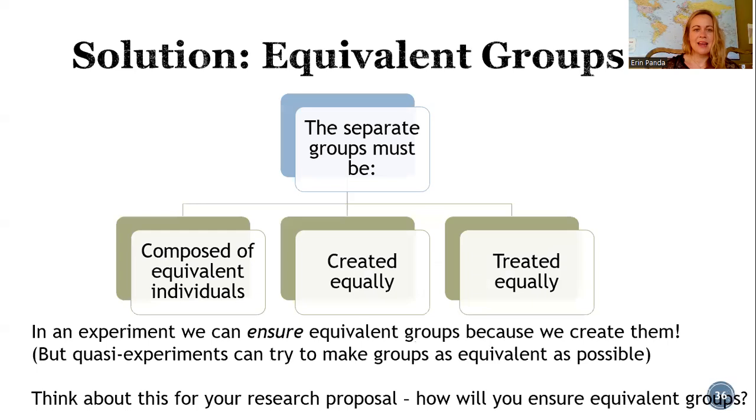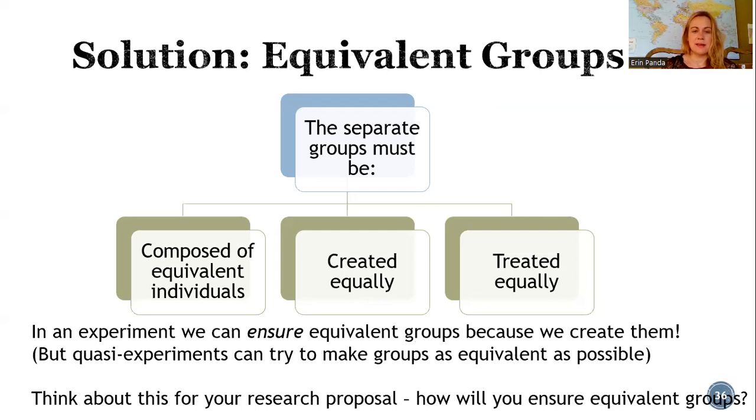So our solution is that we really want to create equivalent groups. The separate groups should be composed of equivalent individuals that are created equally and treated equally. In an experiment, we really can ensure this because remember, in an experiment, the examiner is manipulating the independent variable.